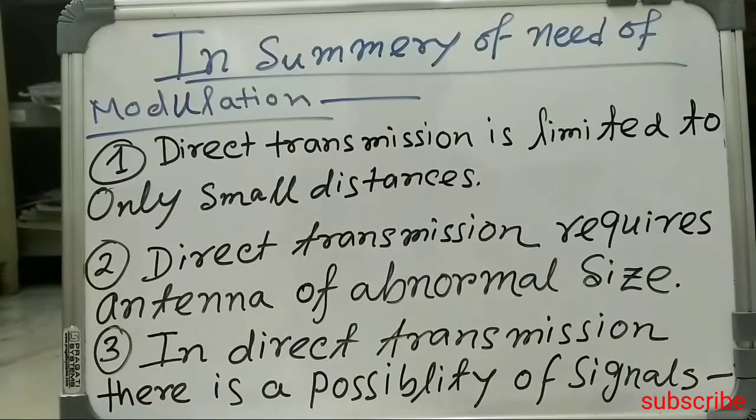In summary, the need for modulation is: number one, direct transmission is limited to only small distances. Number two, direct transmission requires antennas of abnormal size. Number three, in direct transmission there is a possibility of signals from different stations getting mixed and lost.